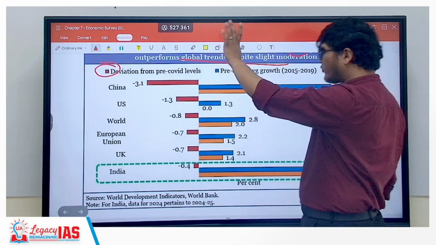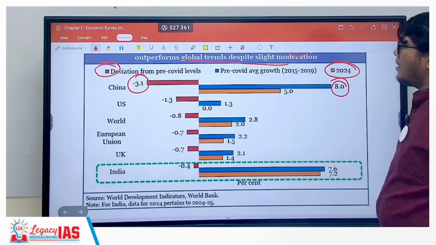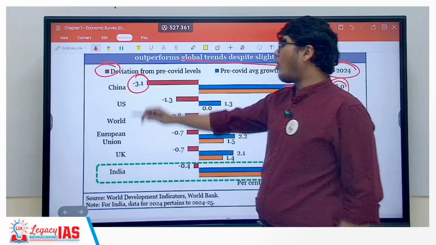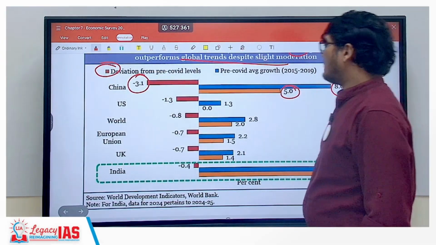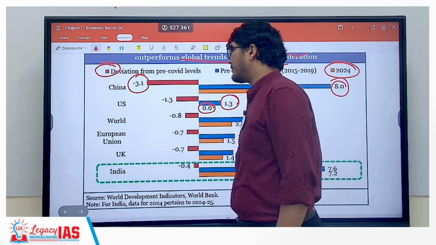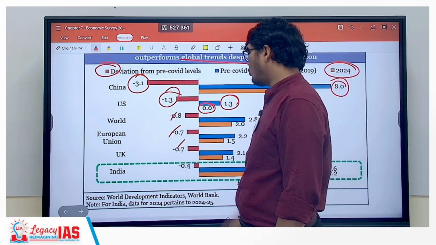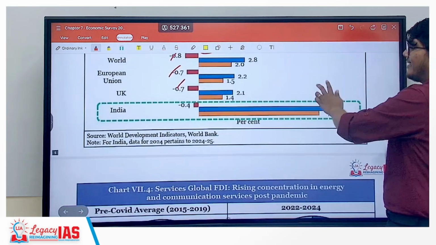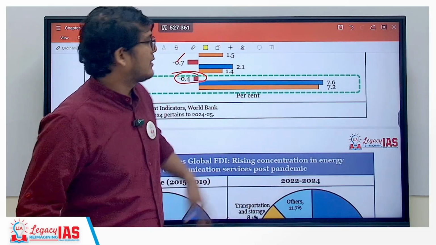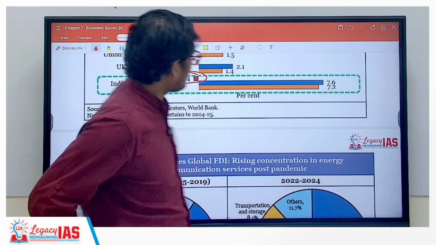So the deviation for China is 3.1. Why? Because China was growing at 8% pre-COVID, but in 2024 they grew by 5%. So there is a deviation of almost 3% over there. Same is the case with USA. USA was growing at a faster pace, whereas right now they have stabilized. So there is a negative deviation. The world is also seeing deviation, European Union, UK. For India also there is a deviation. However, you can clearly see that our deviation is less than the countries that are selected here by the economic survey. Correct? Let's move ahead.